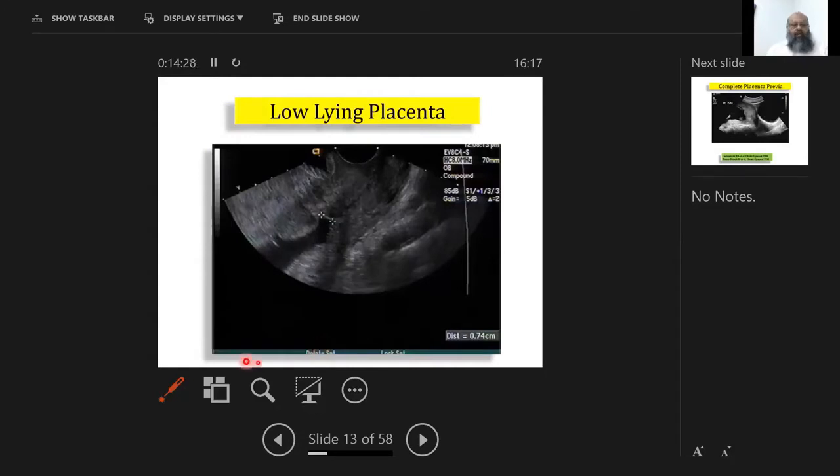Here are a few examples. You can see the cervix. This is the external os, the internal os. Here you can see the cavity, and here is the placenta. We will see how long the distance is. If it is 2 centimeters or above, up to 3 centimeters, we will say it is low-lying. If it is less than 2 centimeters, we will say that it is marginal.